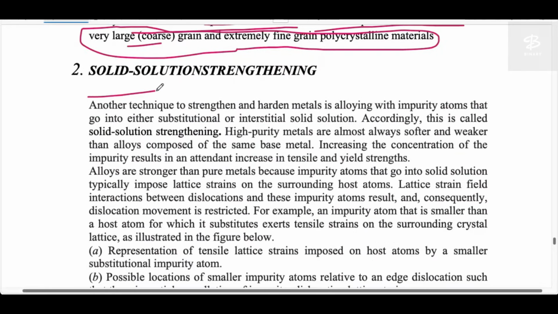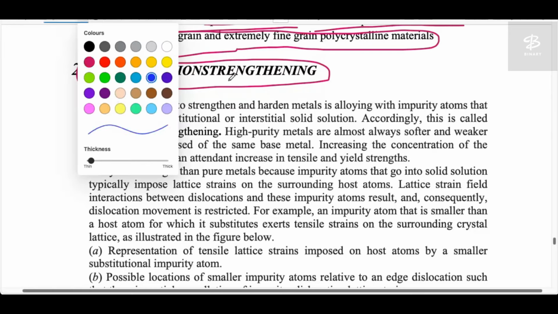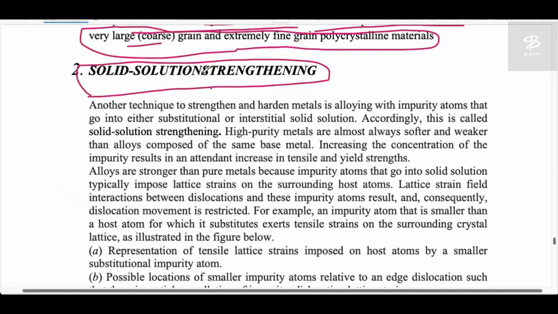The solid solution strengthening. Solid solution strength.